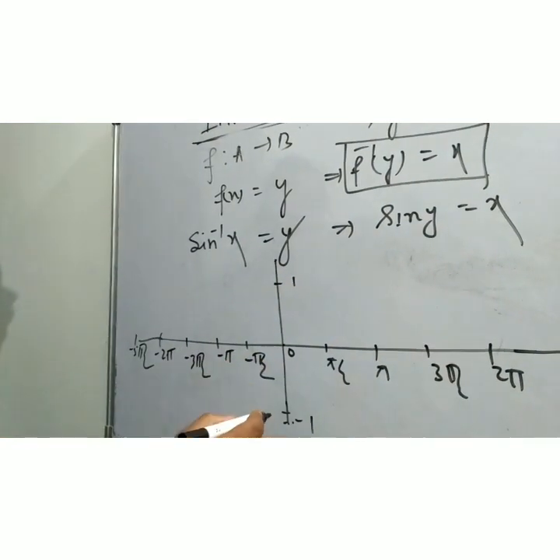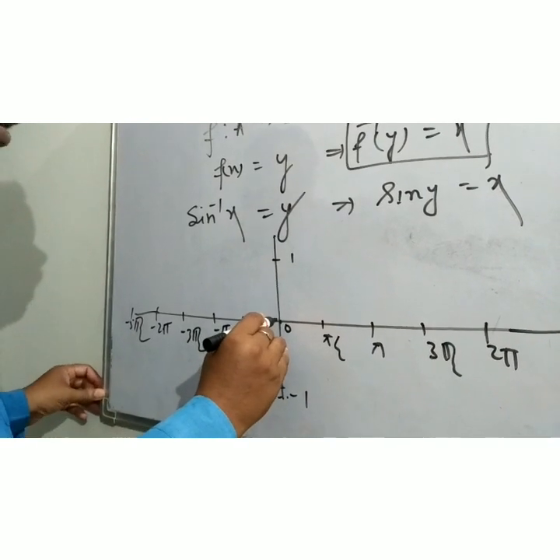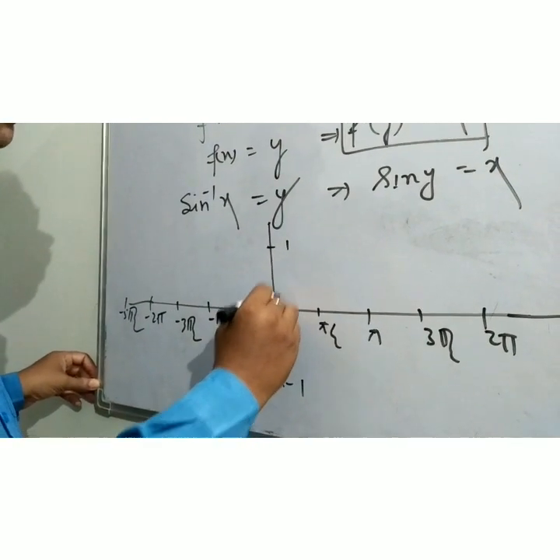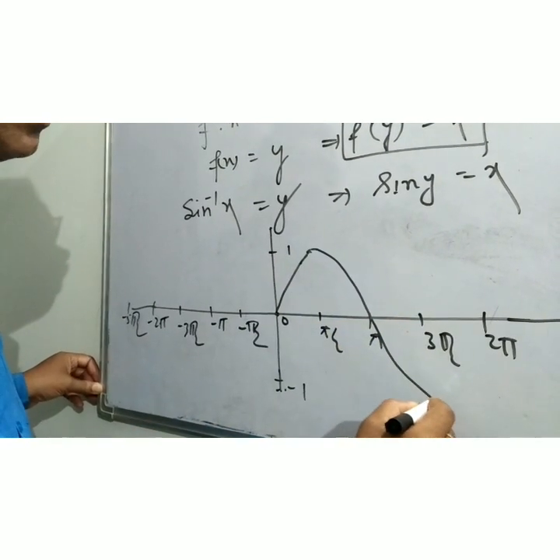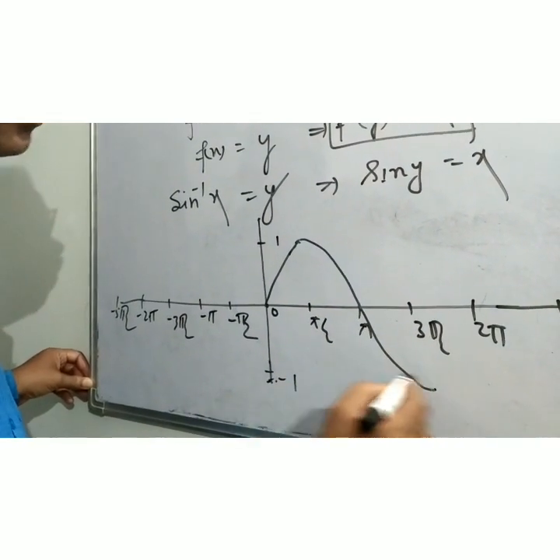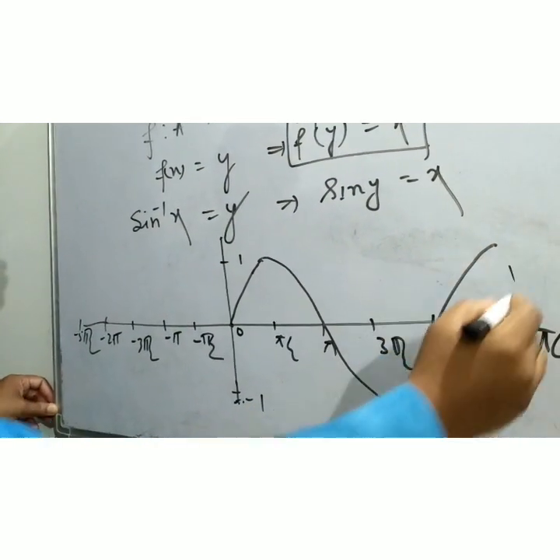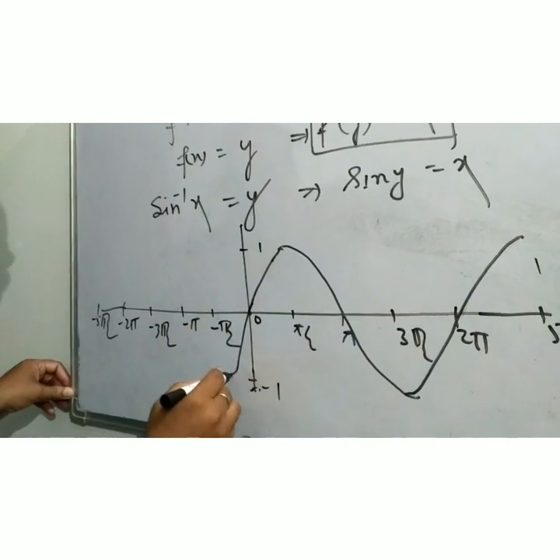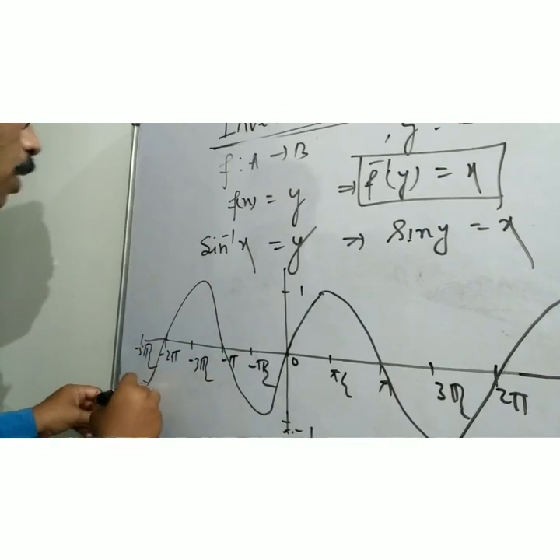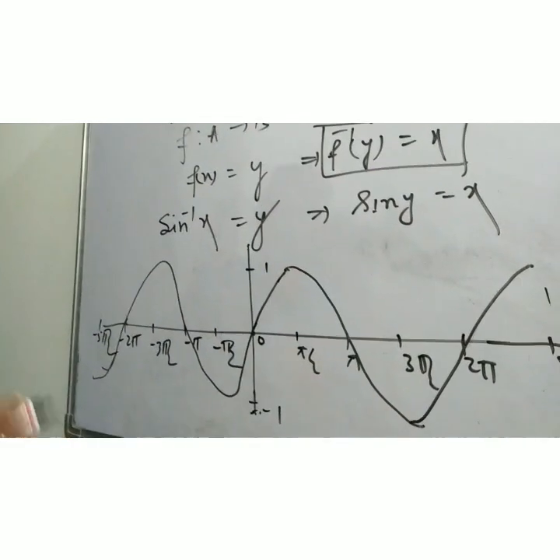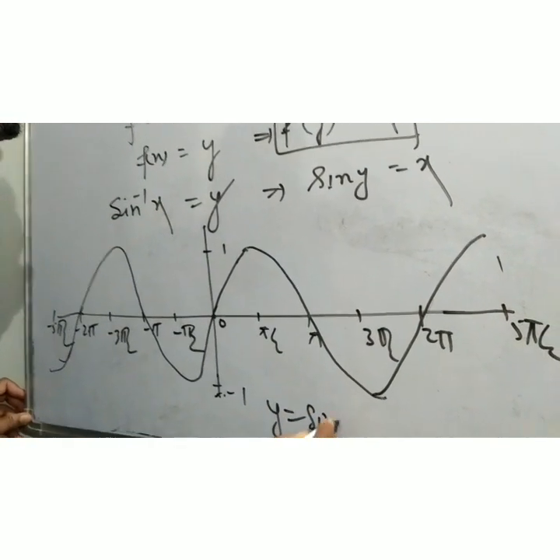In the range, when x is 0, that will be 0 degree, sine 0 is value 0. Then at 90 degrees, it will be the highest value, 1. Then at pi the value is 0. Then at 3 pi by 2 the value is minus 1. Then it will be 0 again. Similarly, 1 again. This is the case for y is equal to sin x.